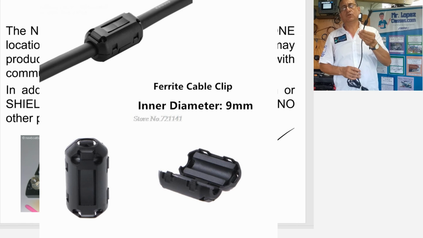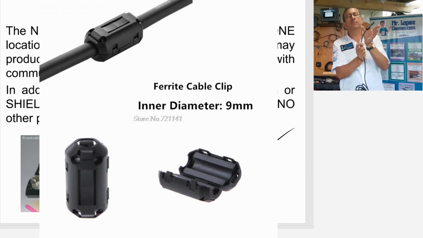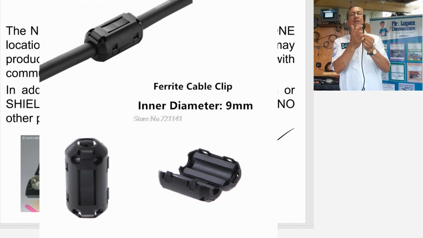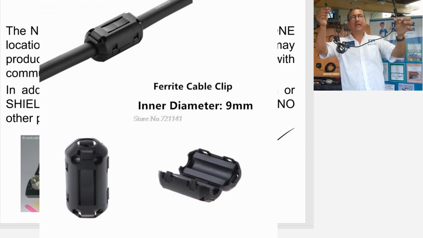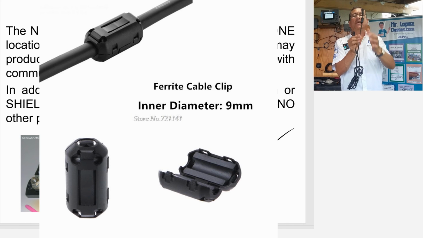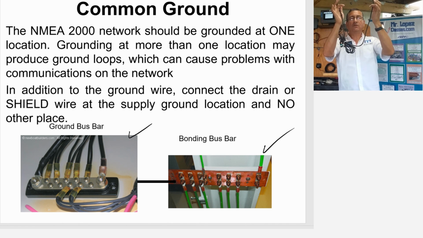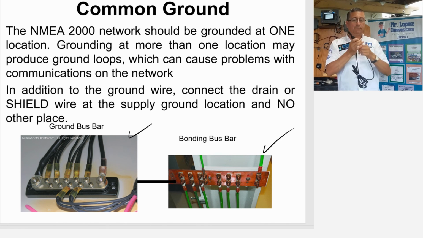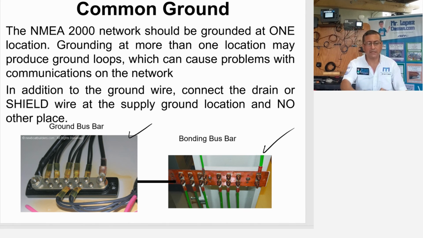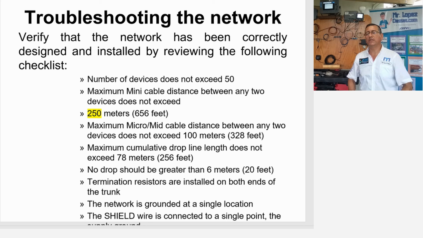All the power cables and all the data cables, all the NMEA cables should be covered with this ferrule or ferritic protection. That protection avoids electromagnetic interference on the cable. That's very important. Okay, that's the term.